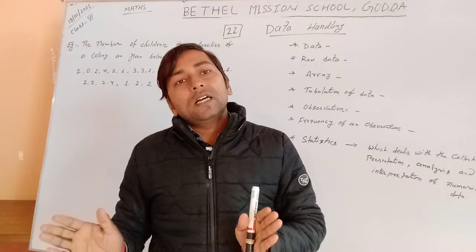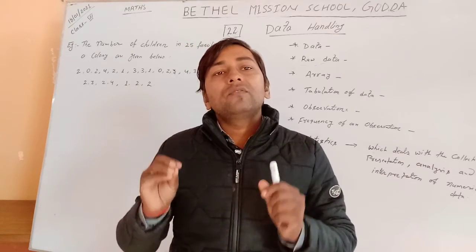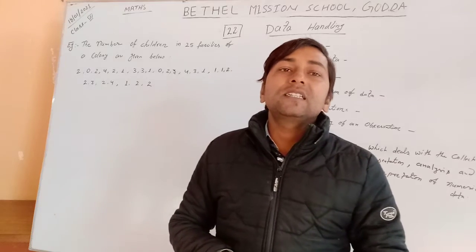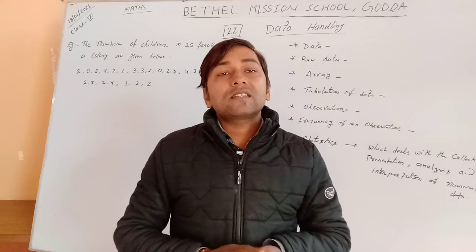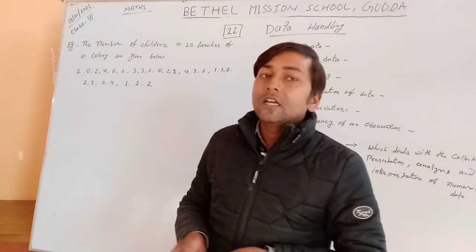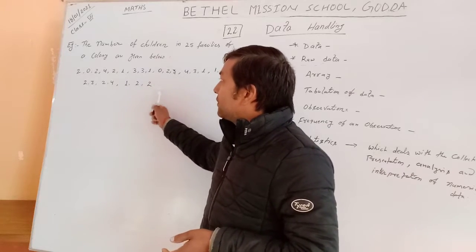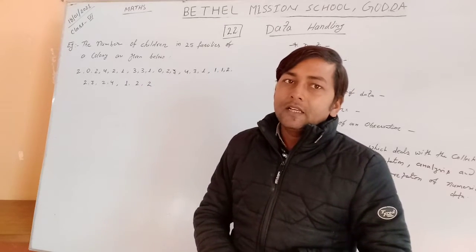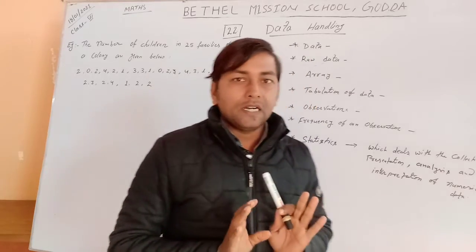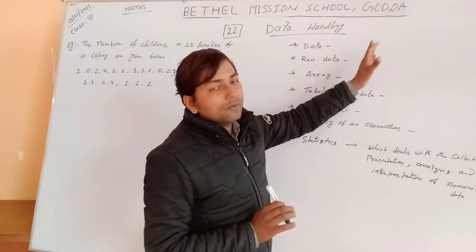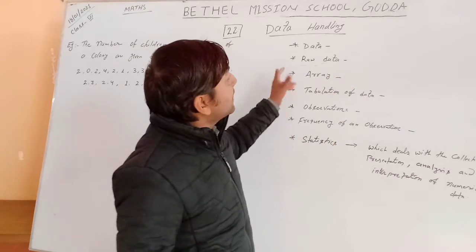And when the observations are given in numerical figures, it is known as data. What is data? When the information is given in numerical figures, that is why it is known as data. I hope it is clear. 1 2 3, whatever is given, this is known as data. And second is raw data.